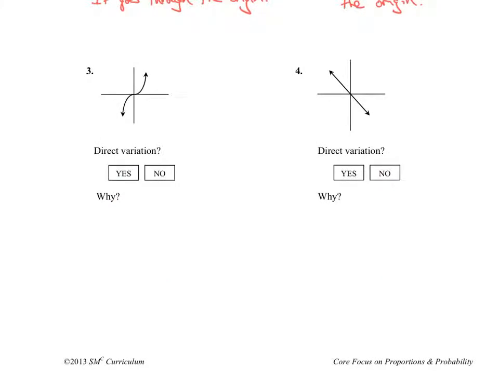Number 3 does go through the origin, but it's not a straight line, so it is not direct variation. Number 4 is a straight line and it goes through the origin. Remember, it doesn't matter which way the line goes, as long as it goes through the origin and it is a straight line.